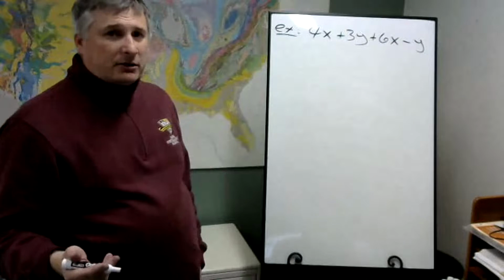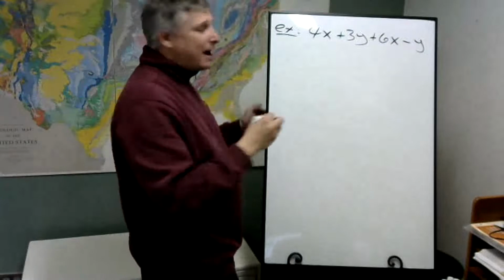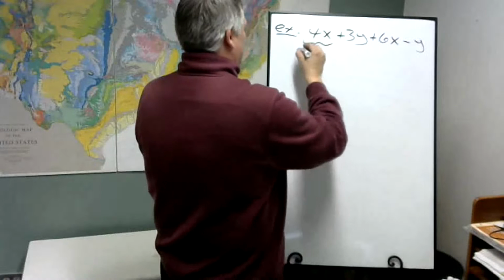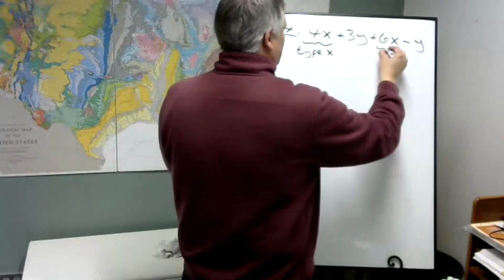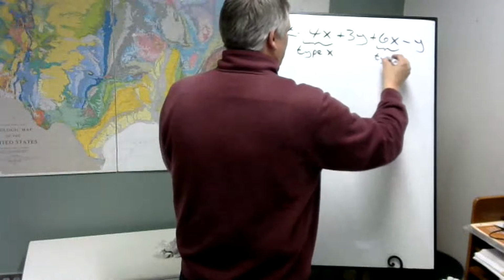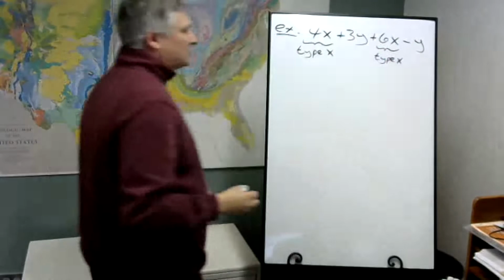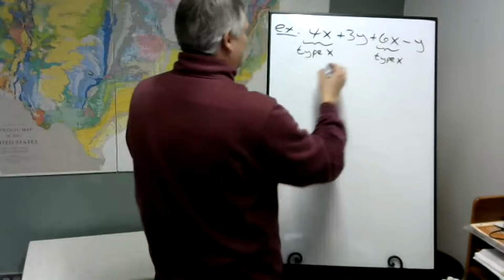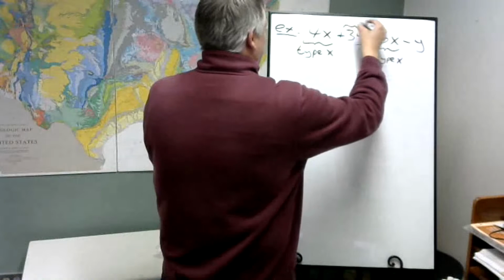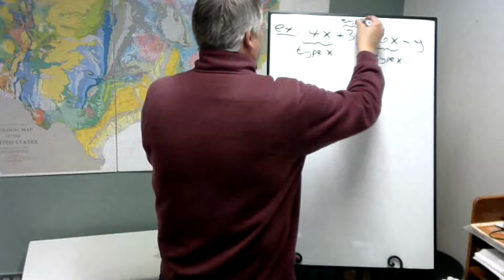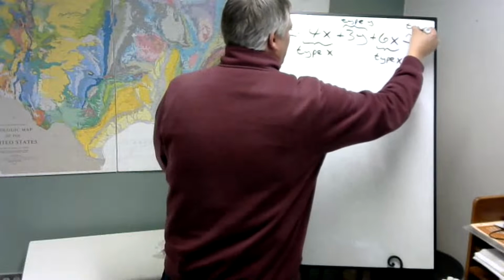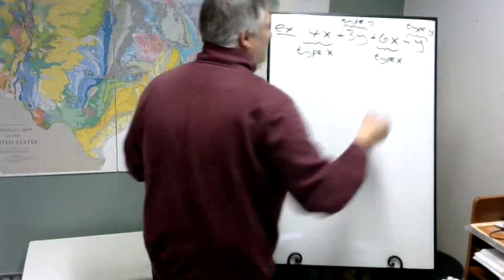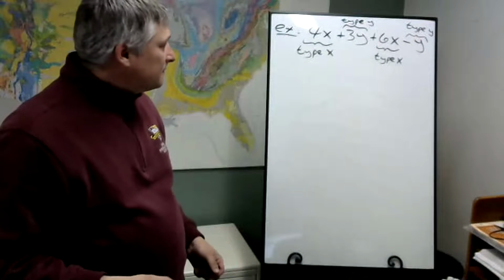We want to combine like terms. Well, we have two types. Type X. So we'll combine the type X's. And then we have type Y. We're going to combine the type Y's.